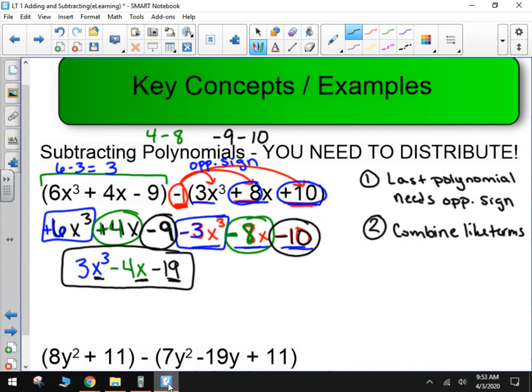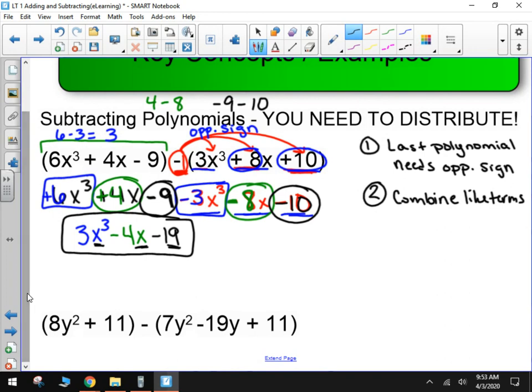All right. Do me a favor, why don't you pause the video? I want you to try the next problem on your own, and then restart the video when you're done so you can see if you did it right. So go ahead and pause the video.